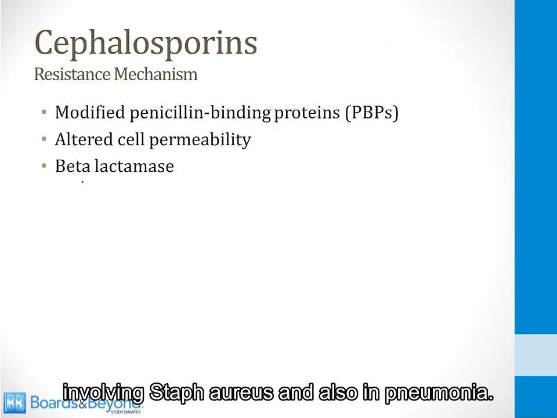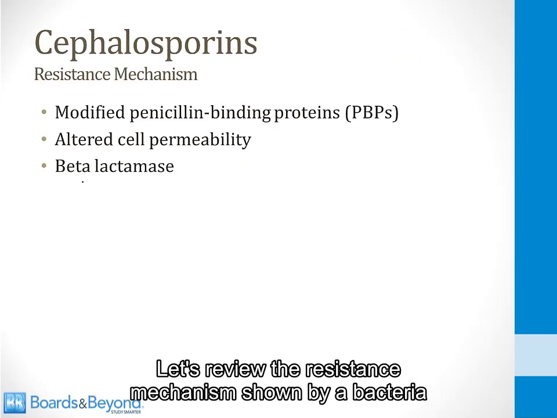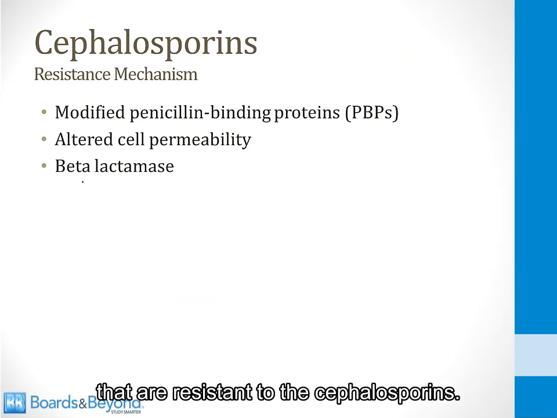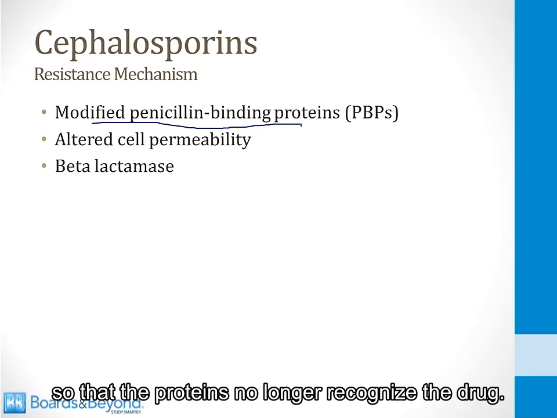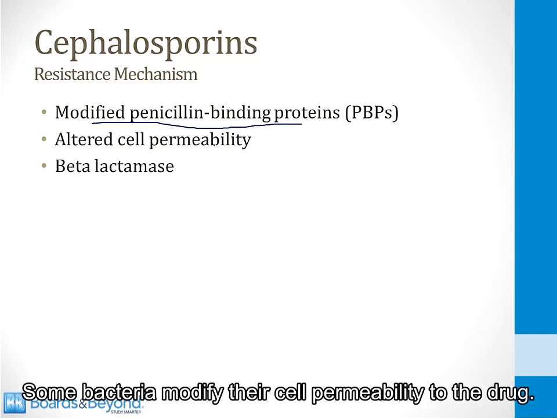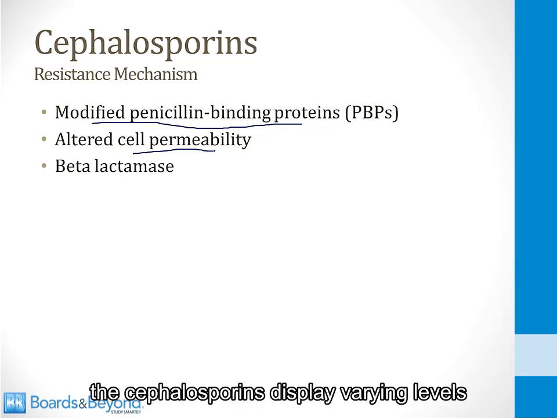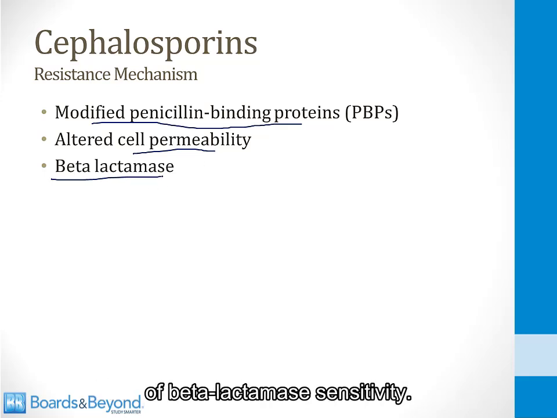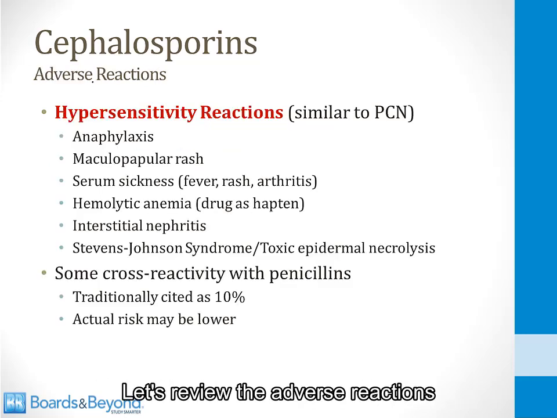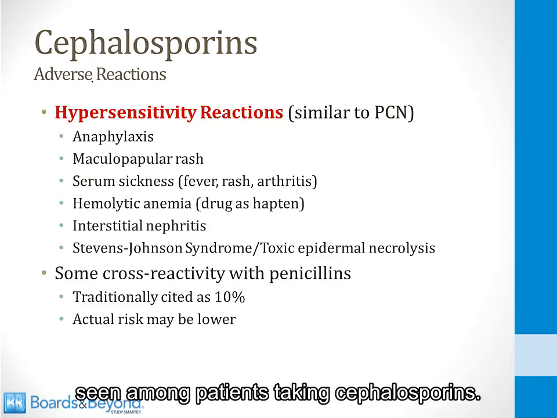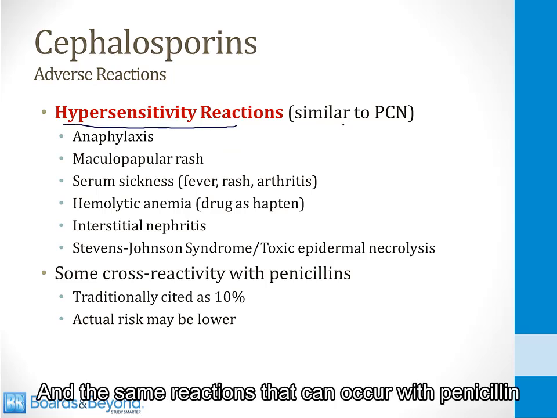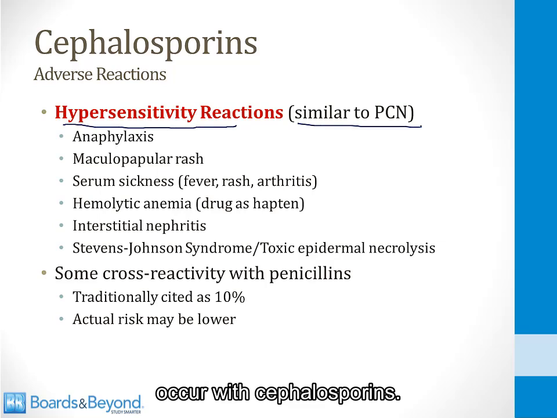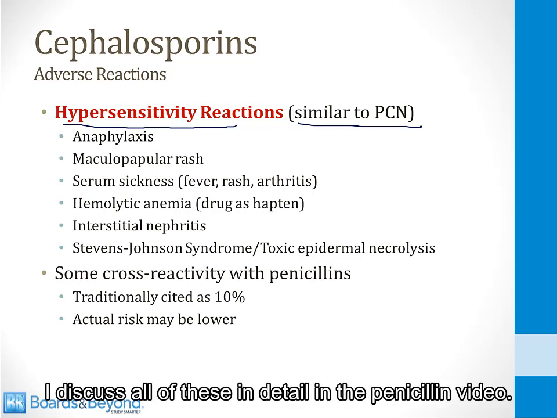Let's review the resistance mechanisms shown by bacteria that are resistant to the cephalosporins. Some bacteria will modify their penicillin binding proteins so that the proteins no longer recognize the drug. Some bacteria modify their cell permeability to the drug, and then as we have been discussing, the cephalosporins display varying levels of beta-lactamase sensitivity. Let's review the adverse reactions seen among patients taking cephalosporins. Hypersensitivity or allergic reactions are common, and the same reactions that can occur with penicillin occur with cephalosporins. I discuss all of these in detail in the penicillin video.